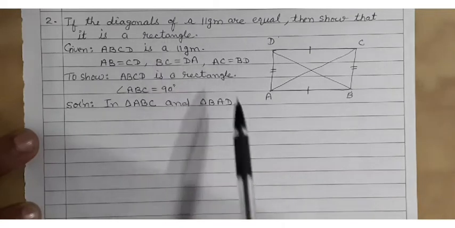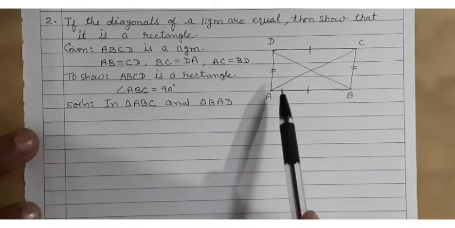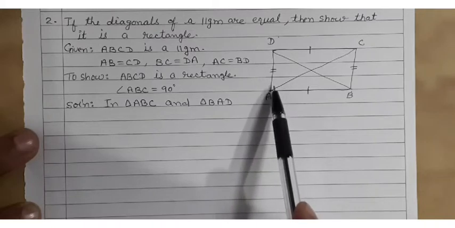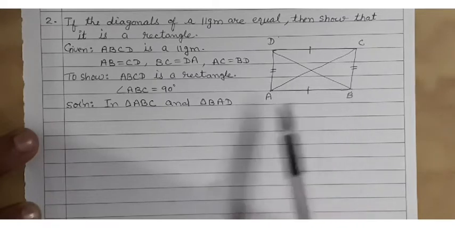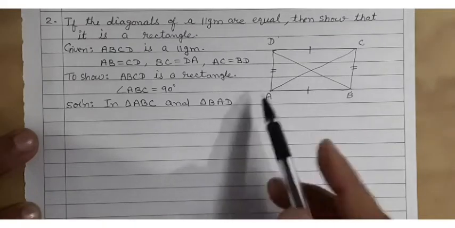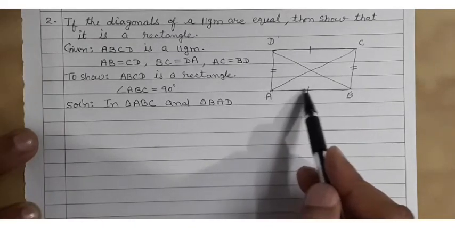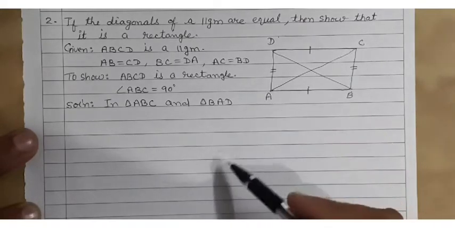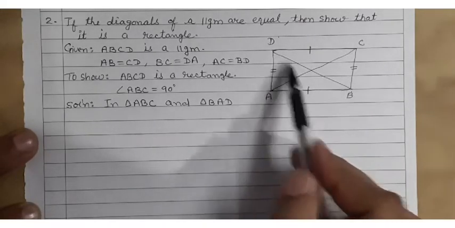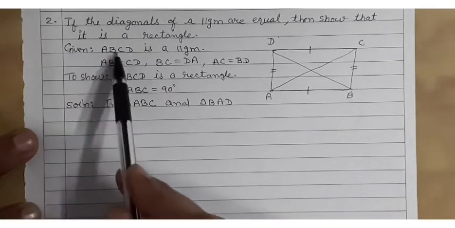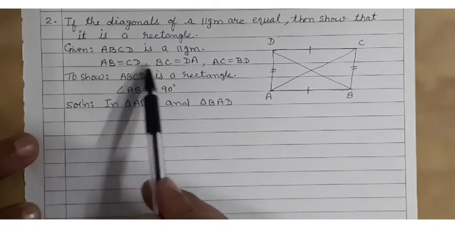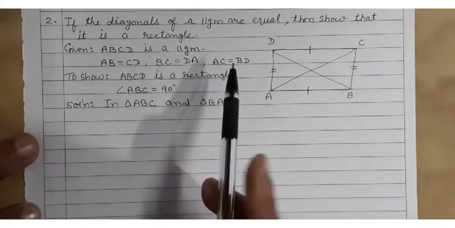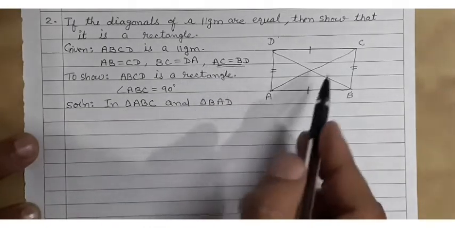What do we have to show? It is a rectangle. For finding the rectangle, what we know is that if any one angle of a parallelogram is 90 degrees, then we can say this is a rectangle. For getting this, I am taking two triangles. One triangle is ABC and the second one is BAD. Now, what is given? ABCD is a parallelogram, so opposite sides are equal, and these two diagonals AC and BD are also equal.